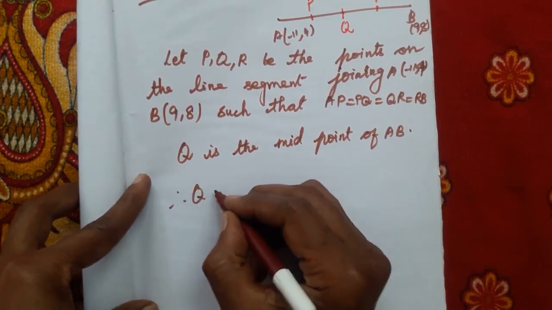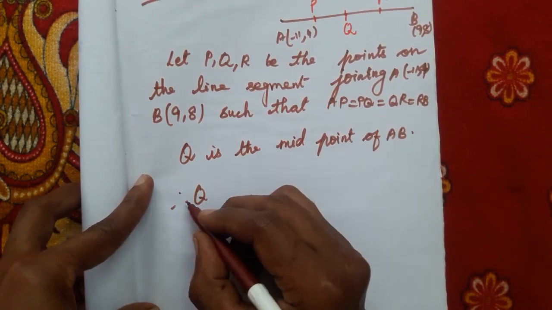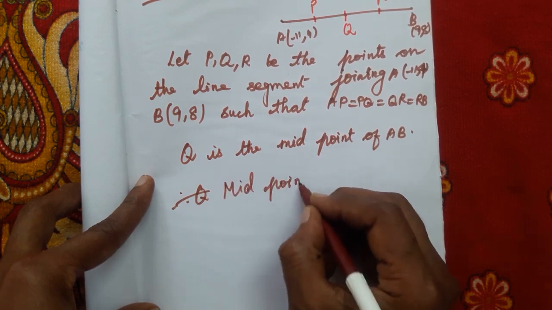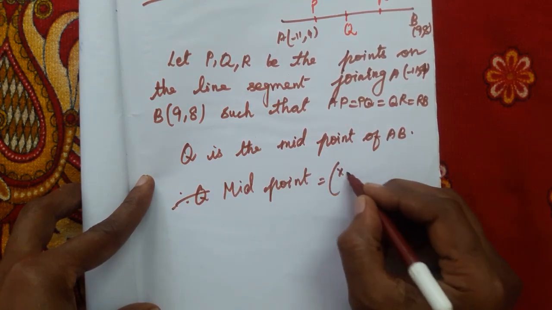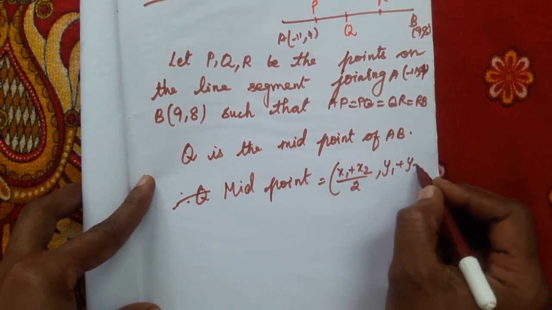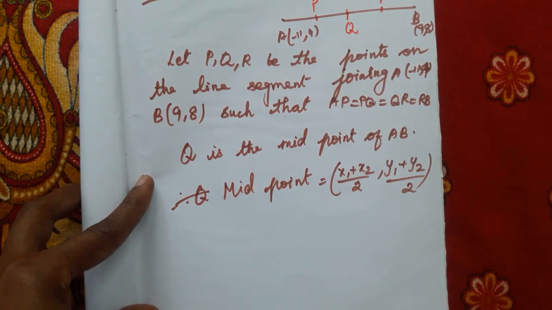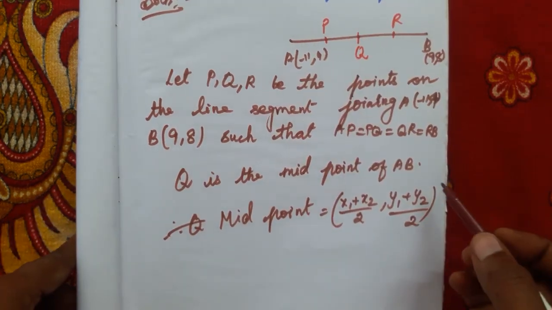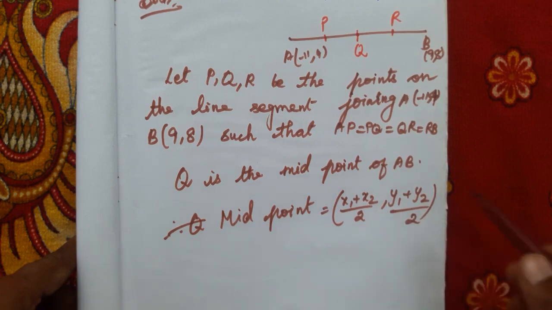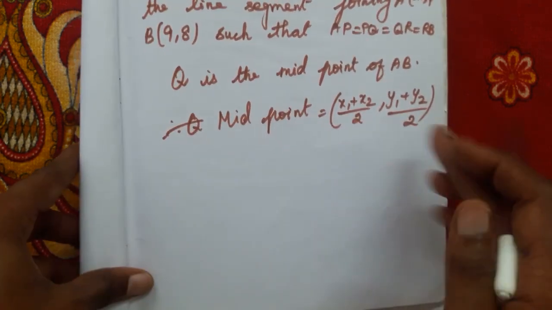Therefore, Q is equal to midpoint formula. First we can write the midpoint formula. Midpoint is equal to x1 plus x2 by 2, y1 plus y2 by 2. Now Q is the midpoint of AB. Midpoint is equal to x1 plus x2 by 2, y1 plus y2 by 2.